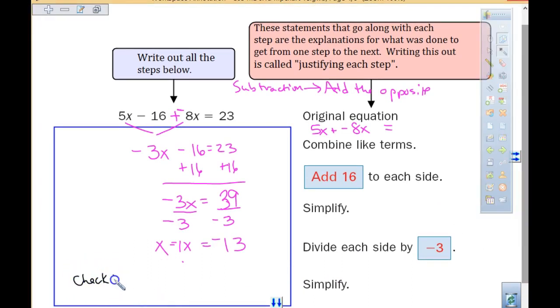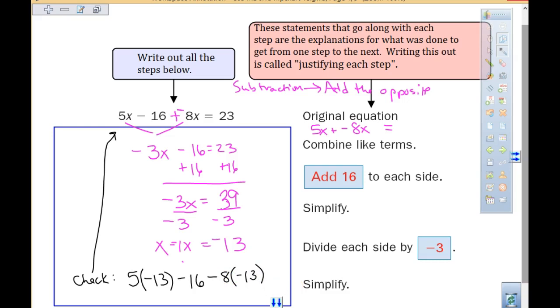Anyone remember from yesterday how to do it? Okay, Wyatt, are you ready? Or Carter, are you ready? Yeah. Okay, so I'm going to put what? 5, the original problem. 5 times negative 13. Yep. Minus 16. Minus 8x equals 23. But I'm not going to put x, I'm going to put 8 and negative 13.